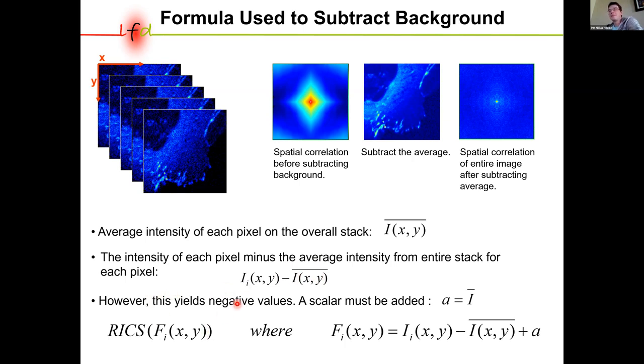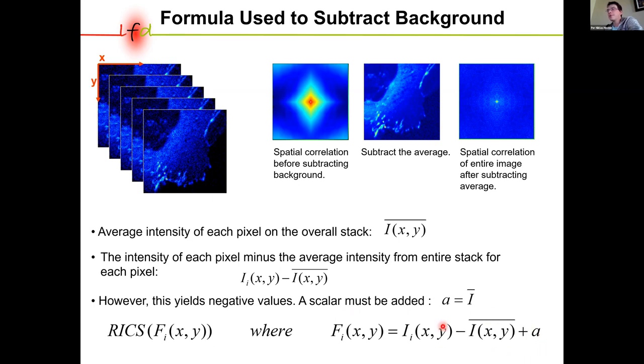However, this calculation can yield negative values, because now in each frame you can have more or less signal, whereas the average is this constant value in this pixel. So what we need to do is we need to add back in a value, and we can just take the global intensity of the entire image stack and add that back in. So basically introducing an offset, which will not at all change our correlation function. So down here on the right is the formula that you have.